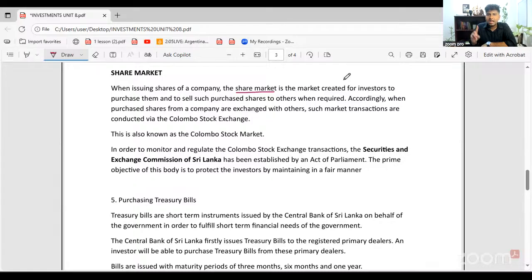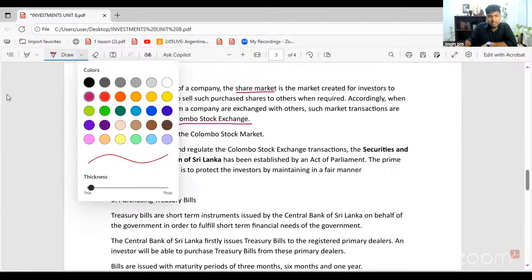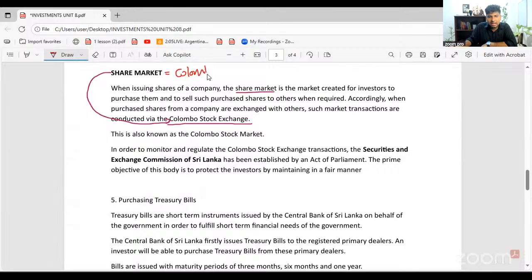Now in Colombo, there is a share market. If you want to invest money, you can go to the Colombo share market and purchase shares. When purchasing shares from a company, such transactions are conducted through the Colombo Stock Exchange. Another similar name for the share market is the Colombo Stock Exchange. We can also call it the Colombo share market because it is situated in Colombo. These are the three names you can use for the share market: share market, Colombo Stock Exchange, Colombo share market.